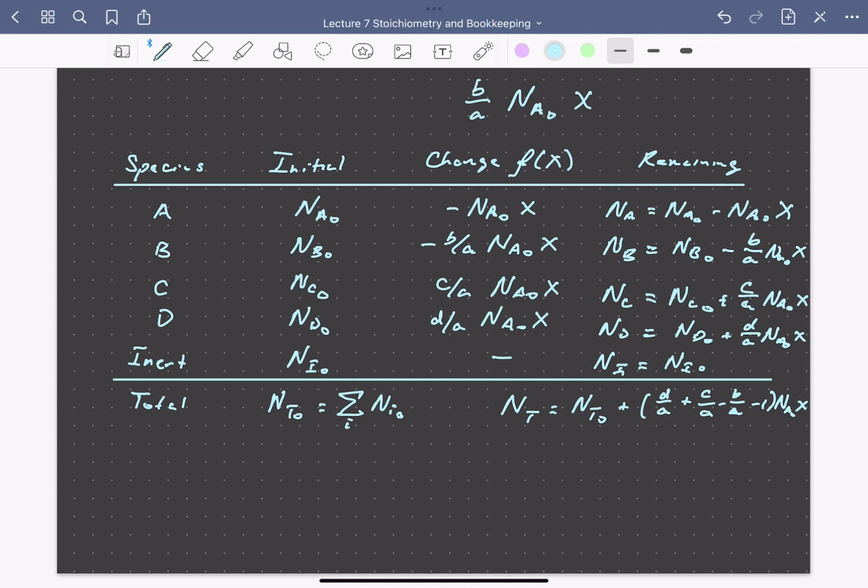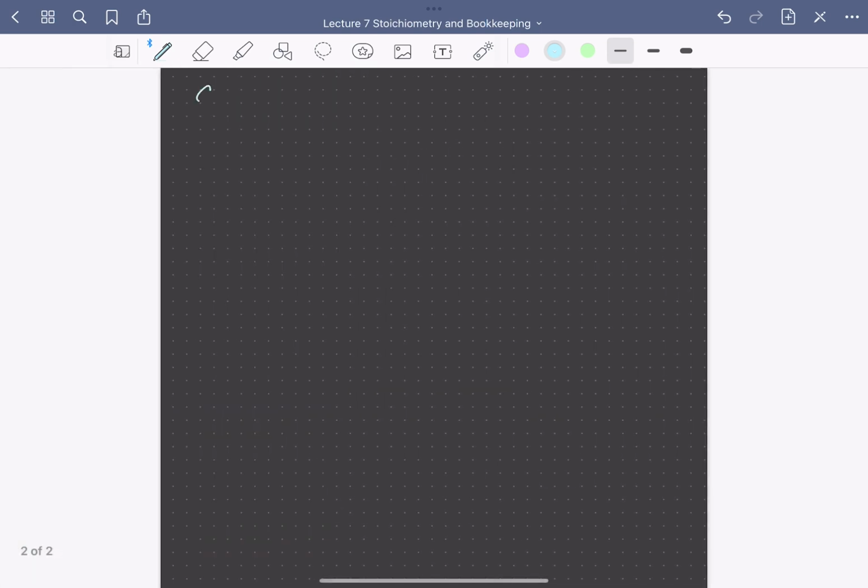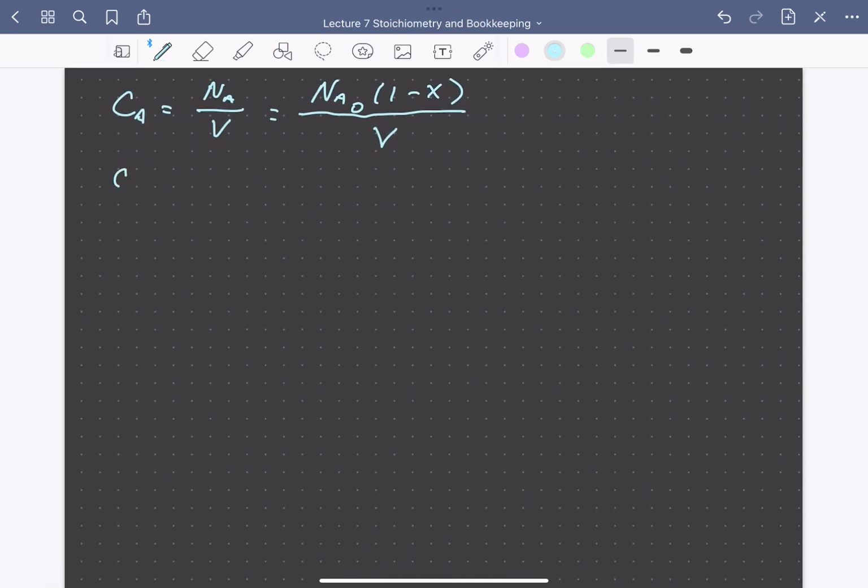Okay, so we've now written everything in terms of total number of moles, but if we want to instead know concentrations as a function of conversion, we can simply write that the concentration of some species, say A, is equal to the number of moles of A divided by the reactor volume. So we wrote Na. Now from our stoichiometric table, we have an expression for that in terms of conversion. Similarly, we can write this for all of our other species.